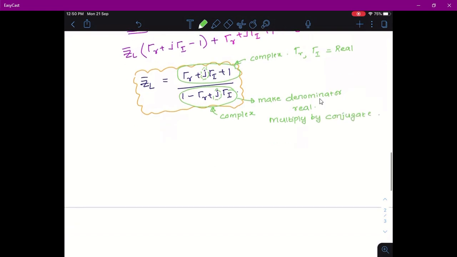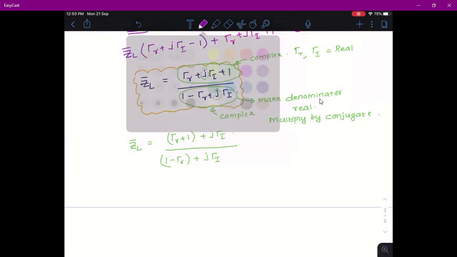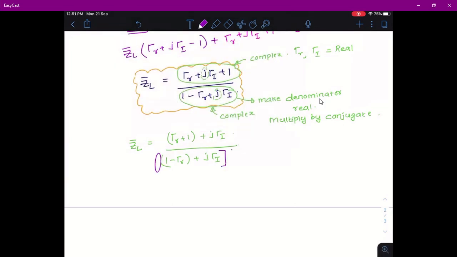Okay. So I can write ZL bar is equal to tau r plus 1, which is the real part, plus j tau I, which is the imaginary part, divided by 1 minus tau r plus j tau I. You multiply this with the conjugate of the denominator, which is 1 minus tau r minus j tau I.